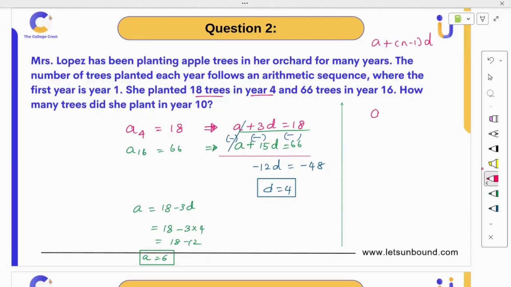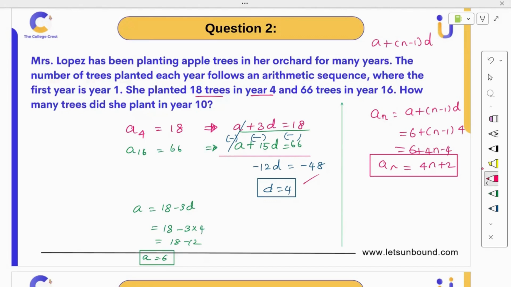So let me find the general term. An equal to a plus n minus 1 d. Your a is 6. Common difference is 4. So it's 6 plus 4n minus 4. 4n plus 2. Whatever the year, if you want the number of trees, you can use this.